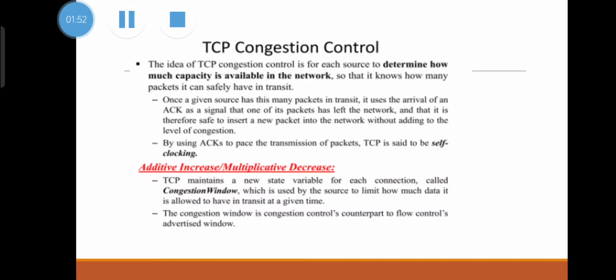Say, for example, if I have 7 data packets to transmit, I won't use all 7. Instead, I will use a smaller number like 5 or 4, so that if there is any congestion, it will avoid the data loss. That's why I choose that as my window size. The congestion window is used by the source to limit how much data is allowed to be transmitted in a given time. That is also called the advertised window.